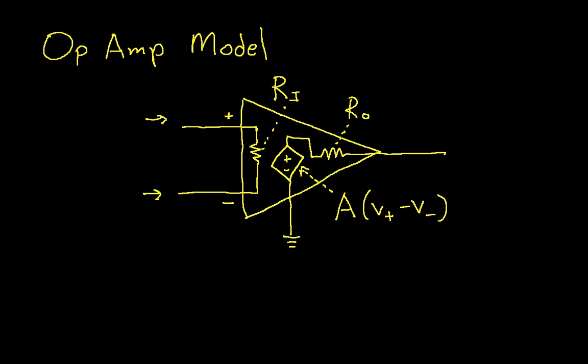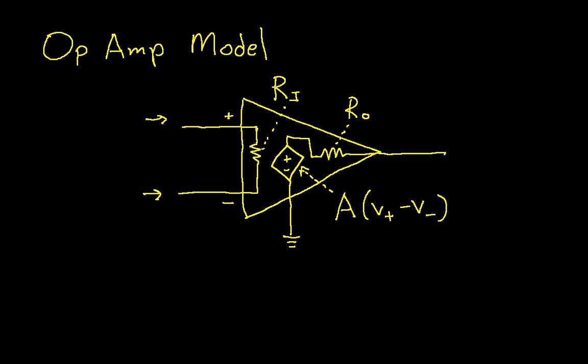You can also think of the op-amp as having a voltage-controlled voltage source, where the output of that voltage source is the gain times the difference between the inputs. And then there's an output resistance, which is typically fairly small. For a typical op-amp, it may be as low as a couple ohms. Usually it's not more than about 50 ohms, depending on the application.